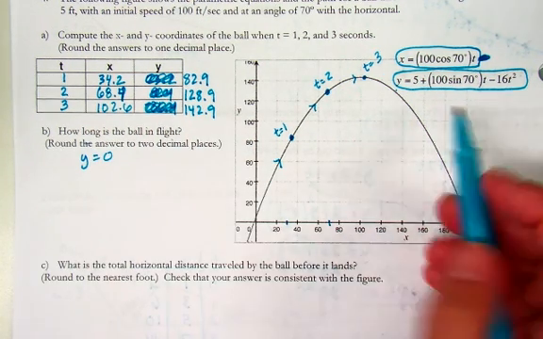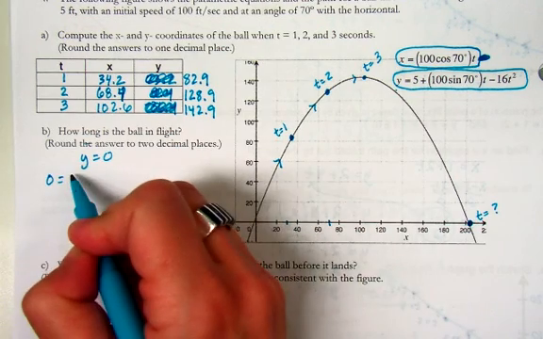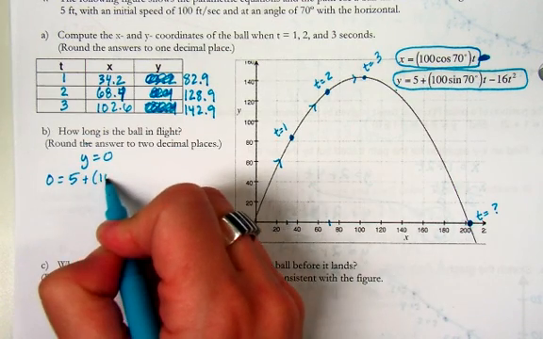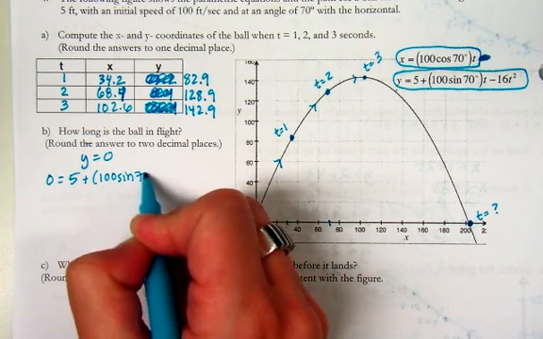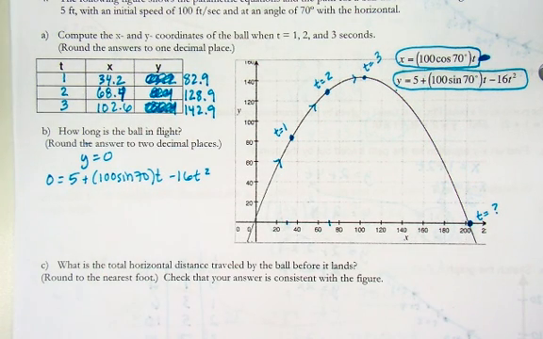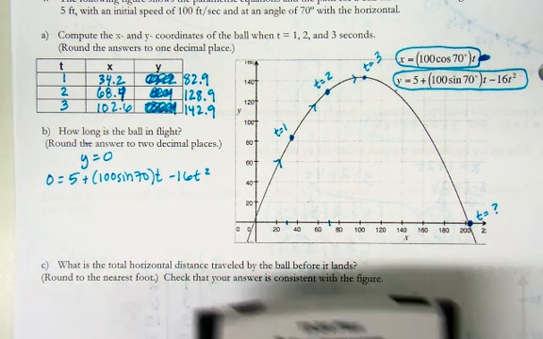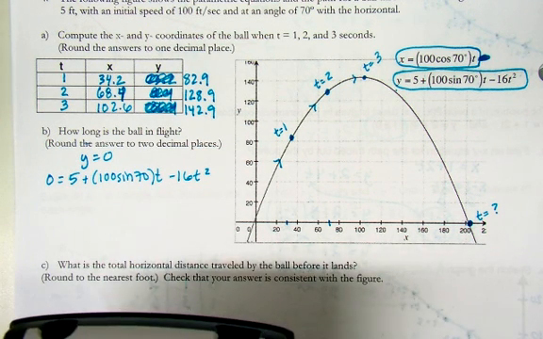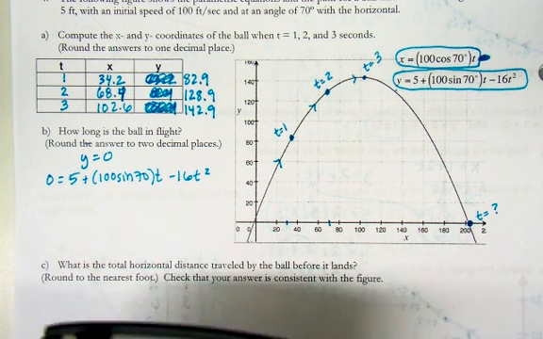So let's plug in a 0 here. So I have 5 plus 100 sine of 70 times t minus 16t squared. Okay, trying to solve this by hand, total pain. So let's use our calculators, right? So we can do a parametric here. And let's type both of these equations into our parametric.